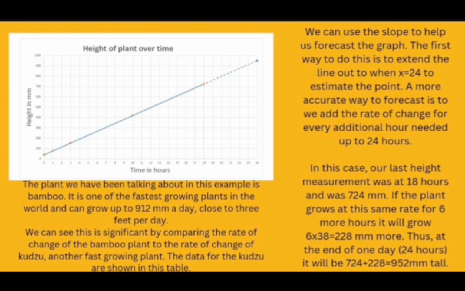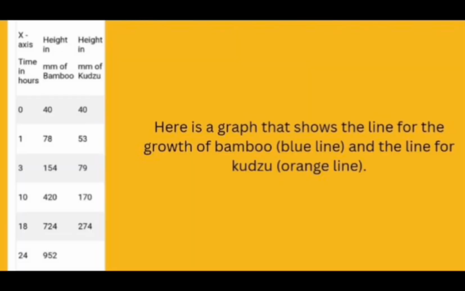The data for the kudzu are shown in this table. Here is a graph that shows the line for the growth of bamboo, blue line, and the line for kudzu, orange line. X-axis, time in hours: 0, 1, 3, 10, 18, 24. Height in mm of bamboo: 40, 78, 154, 420, 724, 952. Height in mm of kudzu: 40, 53, 79, 170, 274.